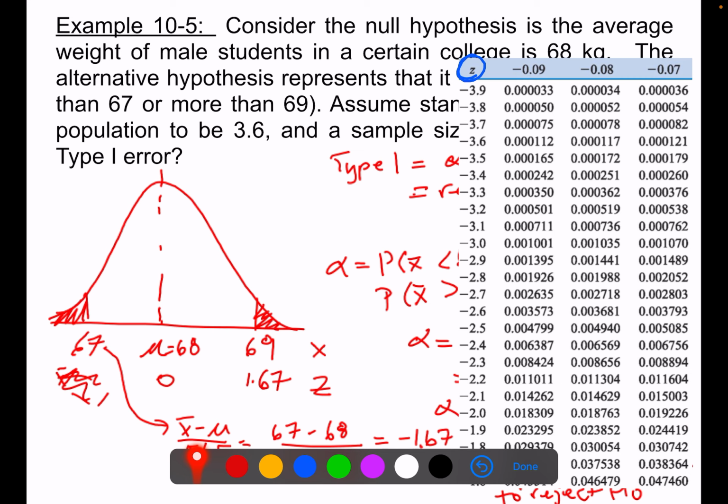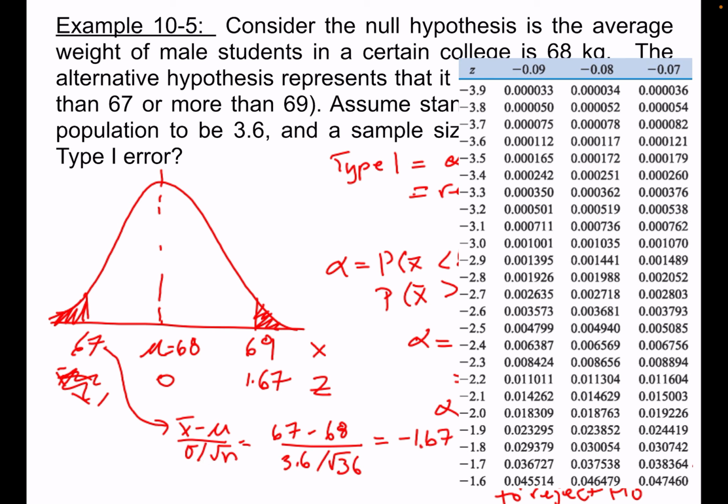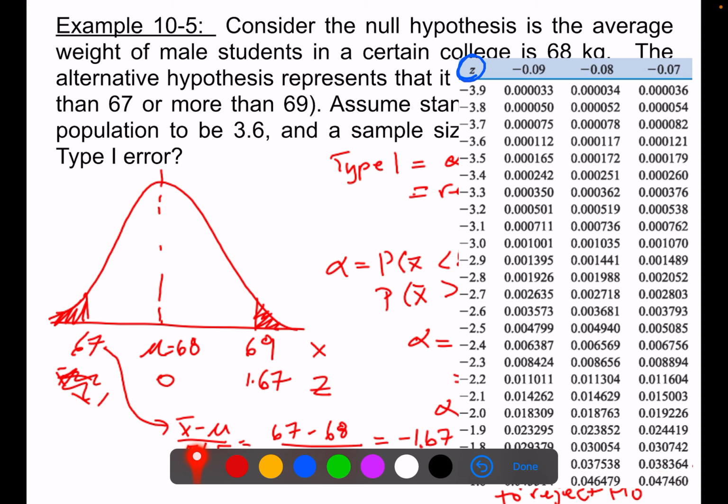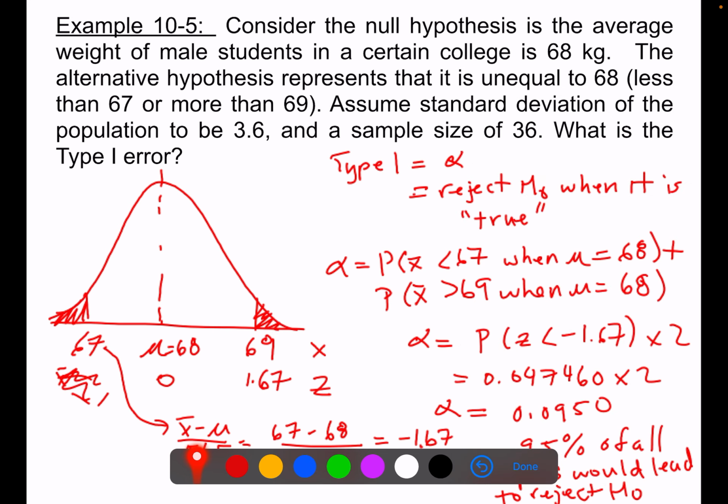So we look at the table for 1.67. The very last row, 1.67, gives us 0.047, right? So this is the area under the curve, 0.047. Our answer is going to be twice that, because this area and this area are equal, right?